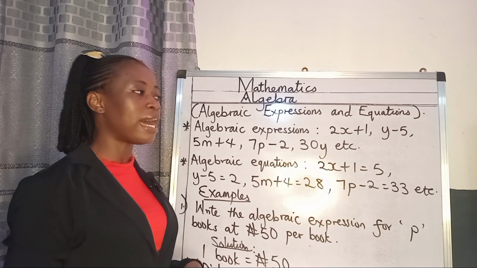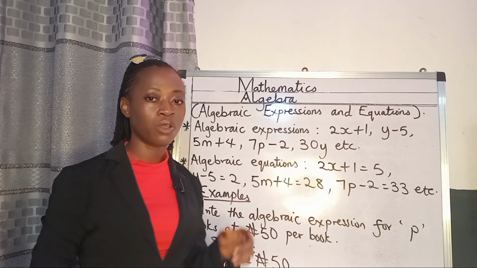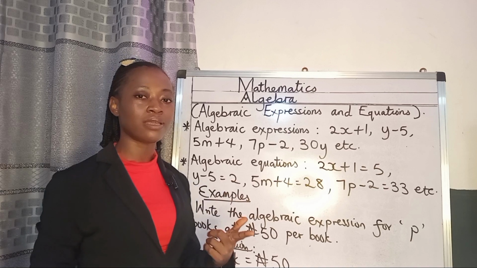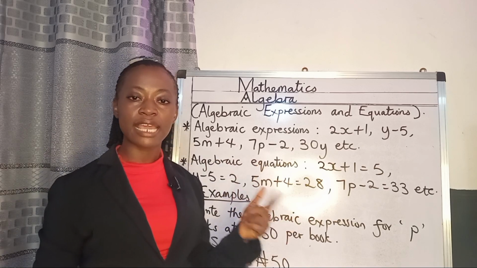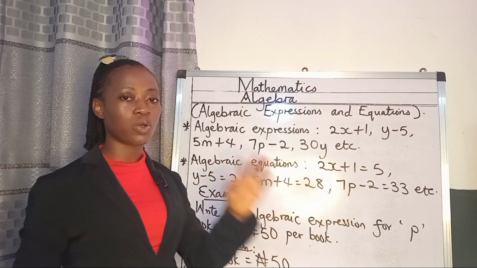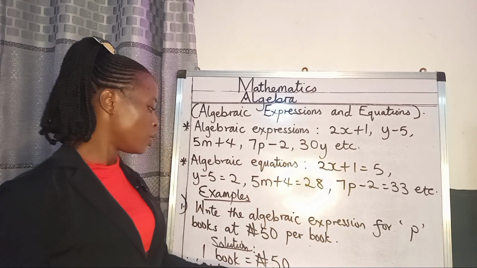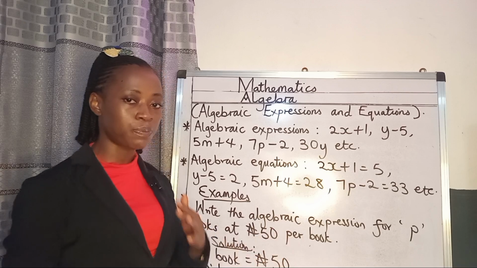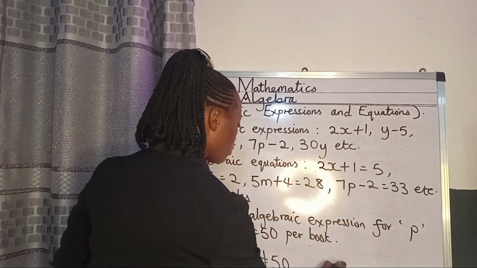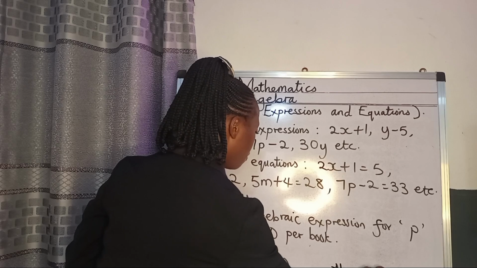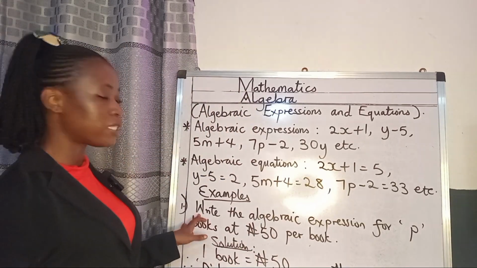For example, 2 times x is 2x, 4 times y is 4y, 10 times m is 10m. So when you multiply a number by a letter, you simply bring the two values together. So 50 times p is 50p. Therefore, 50 naira times p gives you 50 naira p. Now, this is the algebraic expression for this particular question.